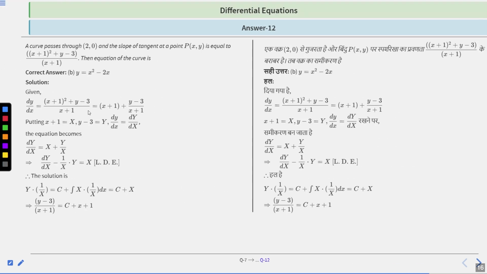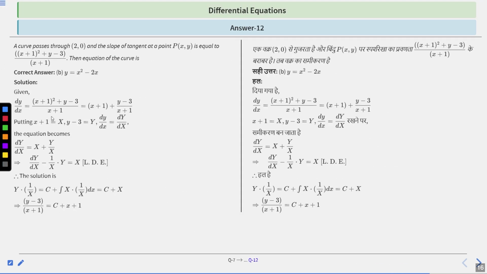Okay, let's move to the solution part. Given dy by dx is equal to (x plus 1) whole square plus y minus 3 upon x plus 1, which is equal to x plus 1 plus y minus 3 upon x plus 1. Putting x plus 1 is equal to capital X and y minus 3 is equal to capital Y, therefore dy by dx is equal to d capital Y upon d capital X. Then the equation will become d capital Y upon d capital X is equal to capital X plus capital Y by capital X, right? Therefore, d capital Y upon d capital X minus 1 by capital X into capital Y is equal to capital X, right?